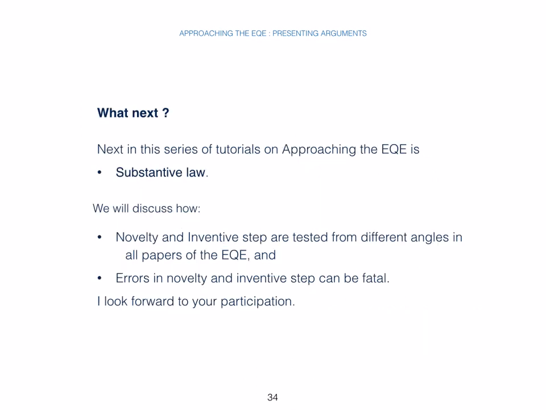So what is next? Next in this series of tutorials on approaching the EQE is a tutorial entitled Substantive Law, where we will discuss how novelty and inventive step are tested from different angles in all papers of the EQE, and how errors in novelty, saying it's not novel when it's novel and vice versa, and inventive step can be fatal. I look forward to your participation in the next tutorial and the following tutorials of the series.